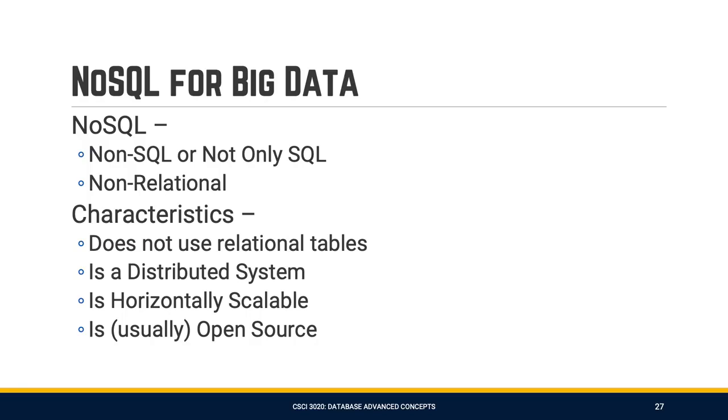In the last video, we talked about distributed systems and how those are able to be scaled. And a distributed system is normally scaled horizontally, which means you add more and more servers to distribute the load equally. NoSQL also is generally open source, which is a good thing for those who are developing with it. So let's look at some general properties of NoSQL.